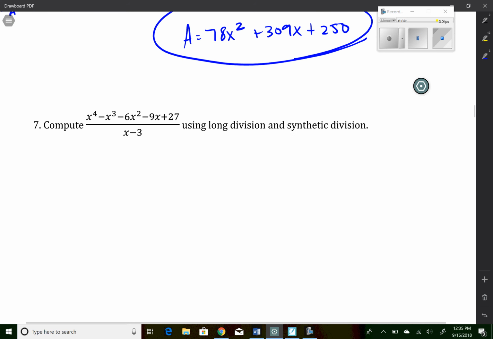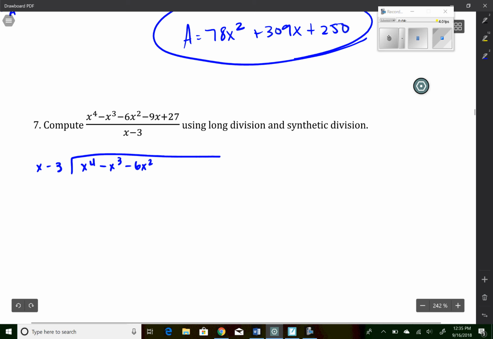Number 7, compute using long division and synthetic division. So I'll do long division first just because it's more challenging. Get it out of the way. So I have x to the 4th minus x to the 3rd minus 6x squared minus 9x plus 27. First term is going to have to be x to the 3rd to make the x to the 4th.